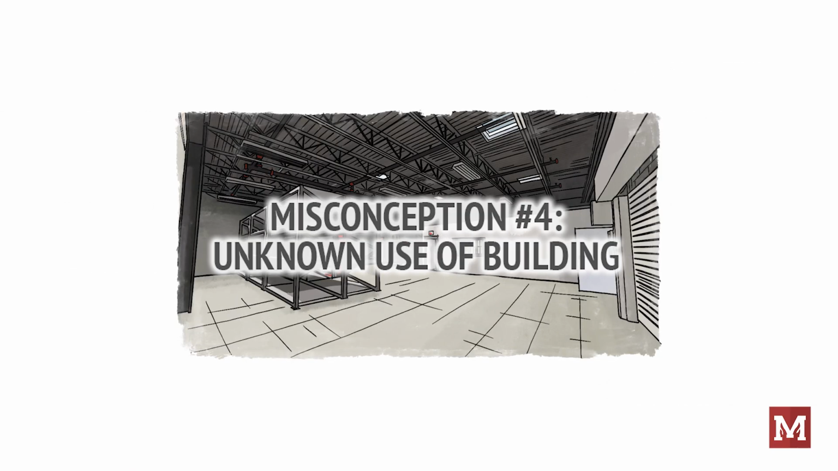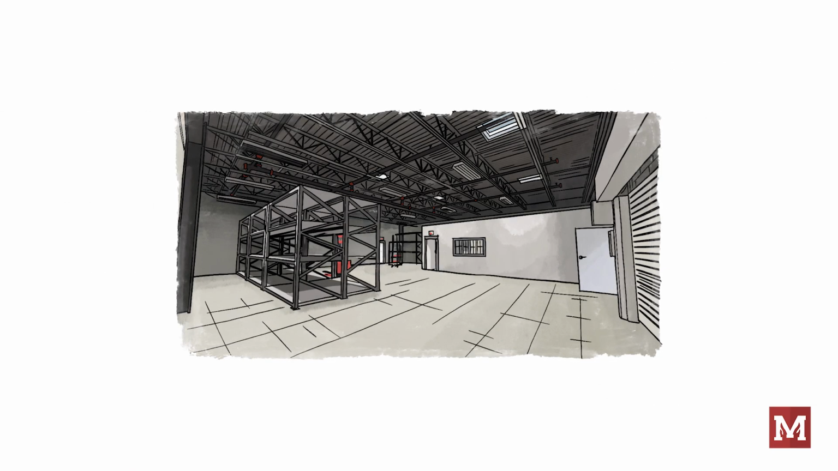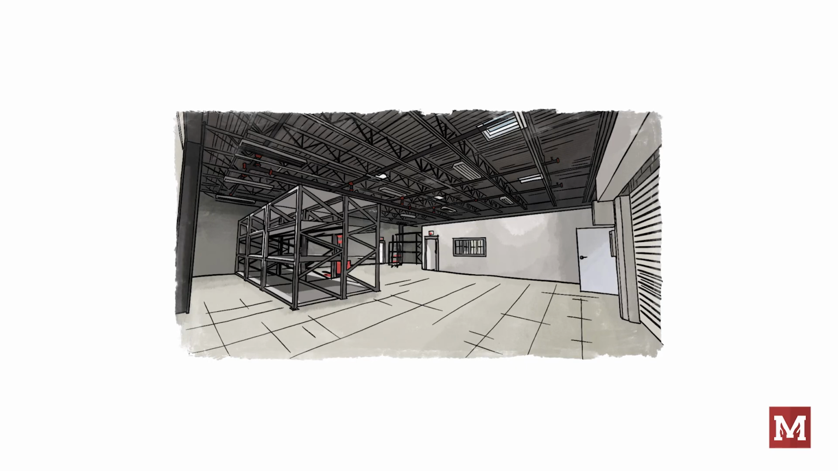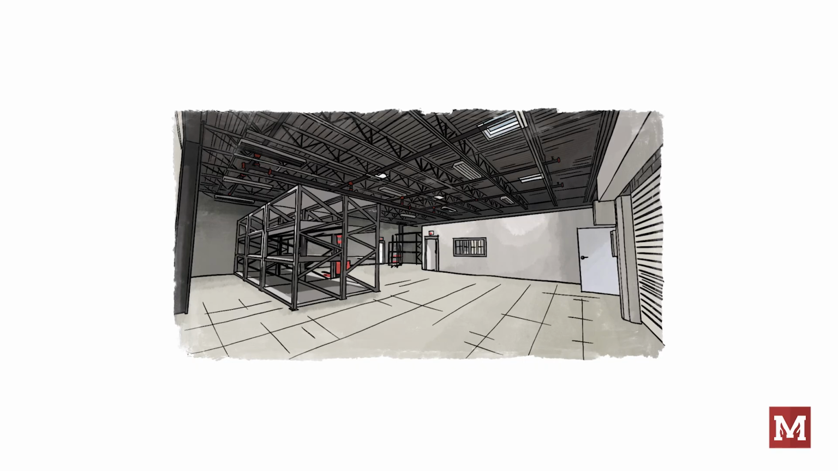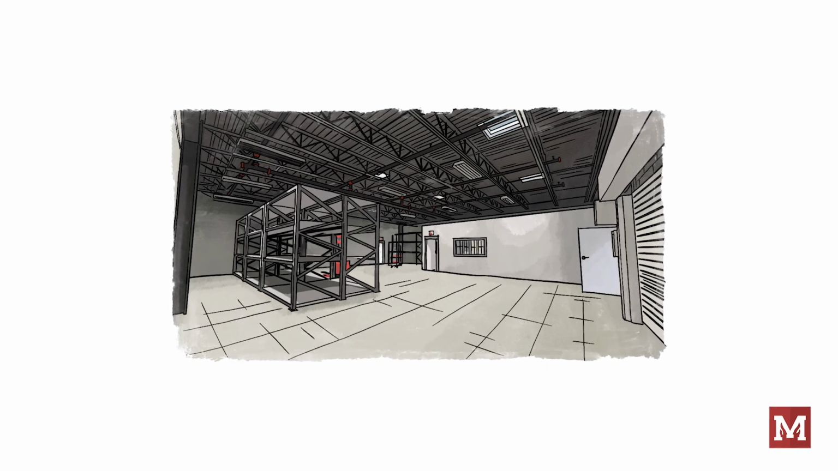Number 4, unknown use of building. "I'm not exactly sure what I plan on doing with this building. Can't you just design it?" This is the very heart of the building and fire codes. Each type of building has specific uses and functions. While we can plan for certain uses, we cannot design an all-encompassing building.